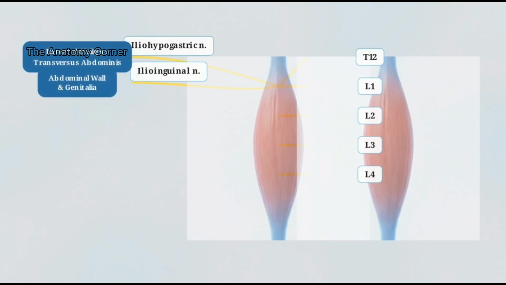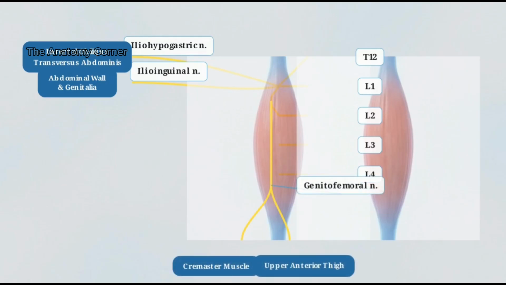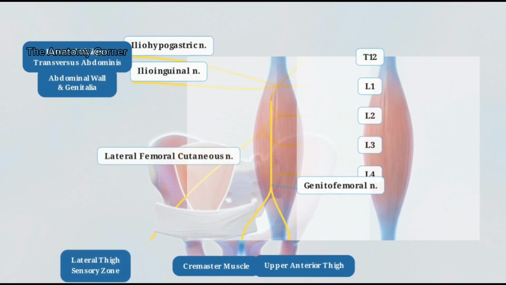They route outward to supply the internal oblique and transversus abdominis, as well as specific sensory regions of the abdominal wall and external genitalia. The genitofemoral nerve, utilizing L1 and L2 roots, takes a different exit. It pierces directly through the anterior surface of the psoas major, descending to split into terminal branches that supply the cremaster muscle and the delicate skin of the upper anterior thigh.